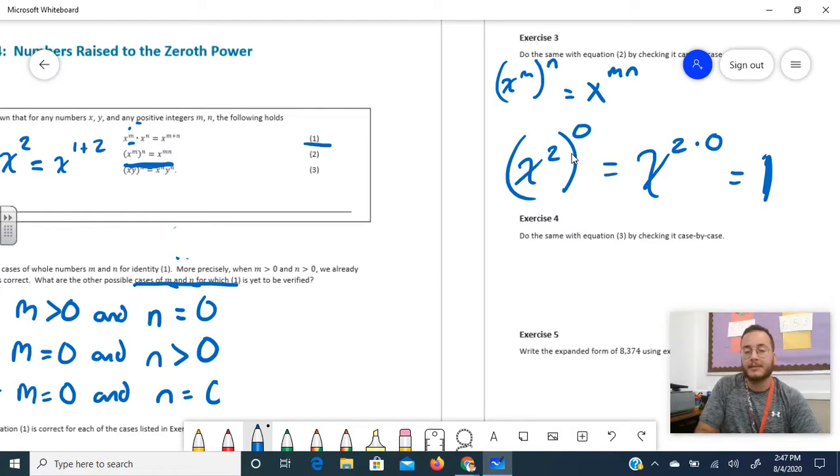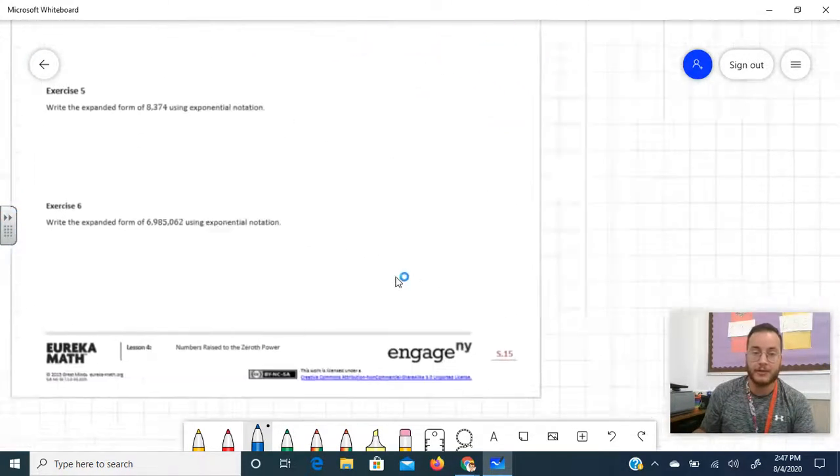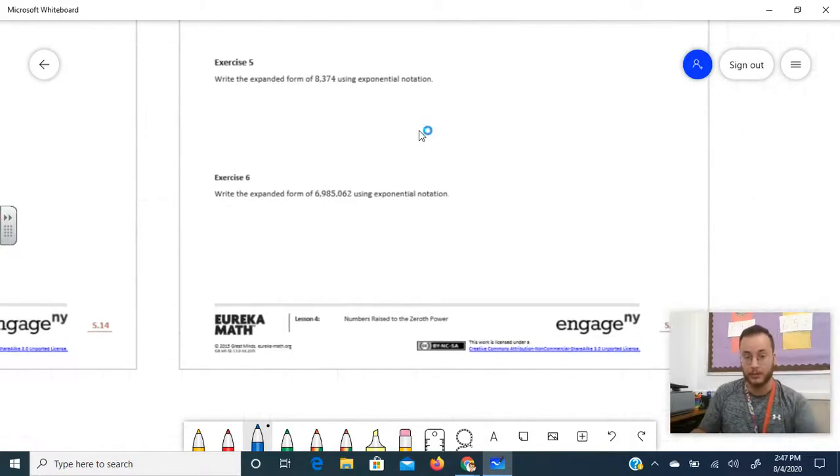Do this, and then it's going to have you do the same for equation 3. I'm going to skip exercise 4 because it's redundant. We're doing the same thing over and over just to prove that anytime a number is raised to the 0 power, it equals 1. Next, they want you to go ahead and try exercise 5 and 6 without me explaining anything.